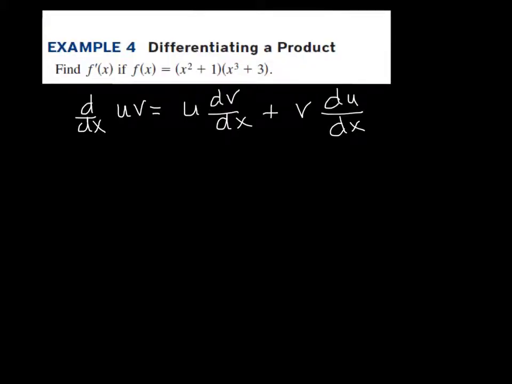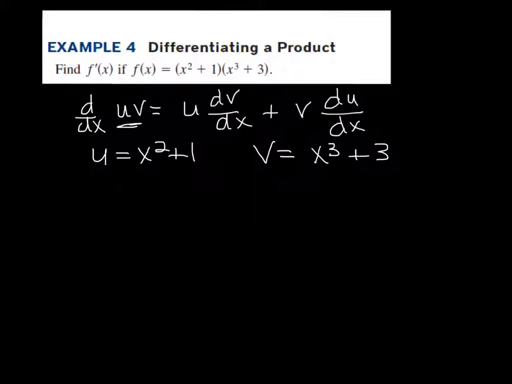Okay, so the product rule says that the derivative of two things multiplied together, u and v in this case, is equal to the first function, or the first part of the function, times the derivative of the second one, plus the second one times the derivative of the first one. So if we take a look at this particular example here, my first part of this equation in front of us is u equals x squared plus 1, and the second one we're going to call v is x cubed plus 3.